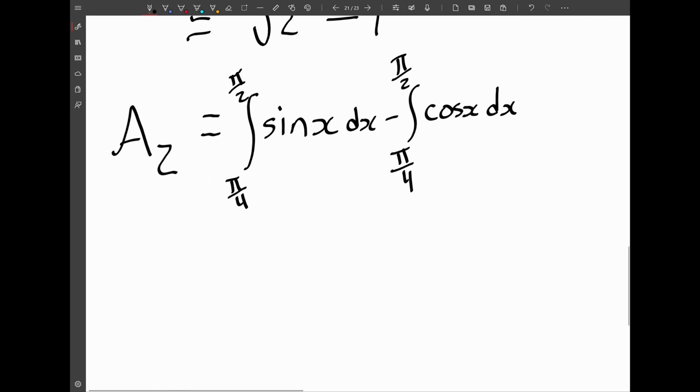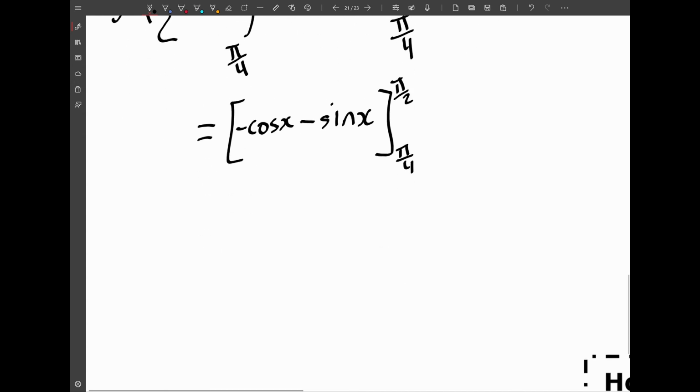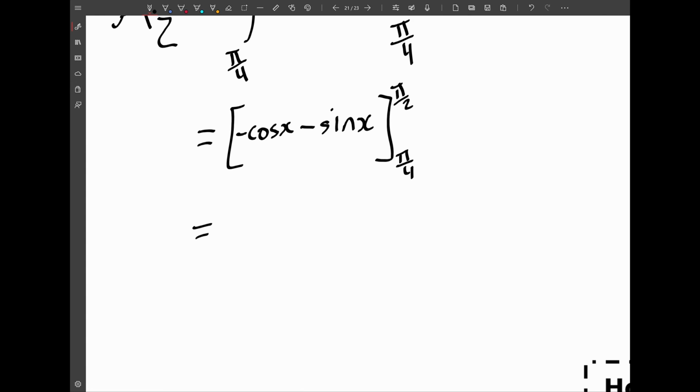All right, so what this gives me is, again, exactly the same thing we did above. It's just now from pi over 4 to pi over 2. That's the only thing that's changed, and of course the order of subtraction has changed as well. So now what we have, the integral of sine x is negative cosine of x minus the integral of cosine x, which is sine of x. So we take that at our two major points.